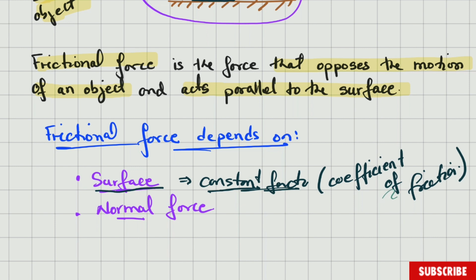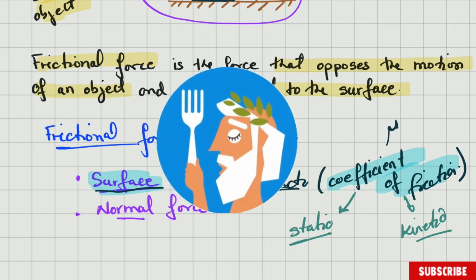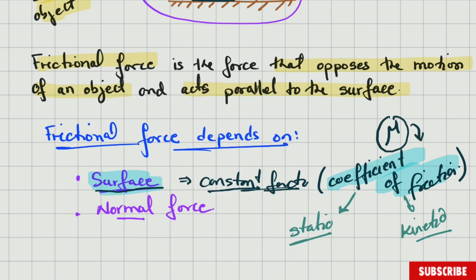Okay? And we are also going to have the static coefficient, and we'll have the kinetic. What I'm talking about: static coefficient of friction, kinetic coefficient of friction. This one is for the surface. Okay, coefficient of friction, and we're speaking about the surface. Each surface will have its own coefficient of friction. The symbol for coefficient of friction is going to be the Greek letter mu.